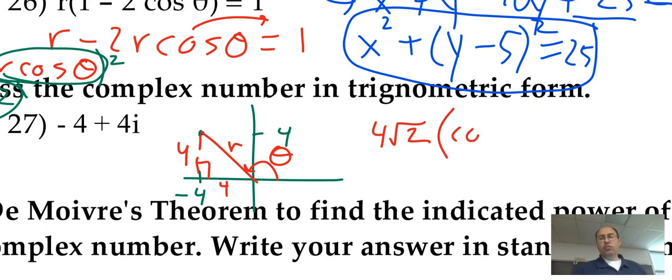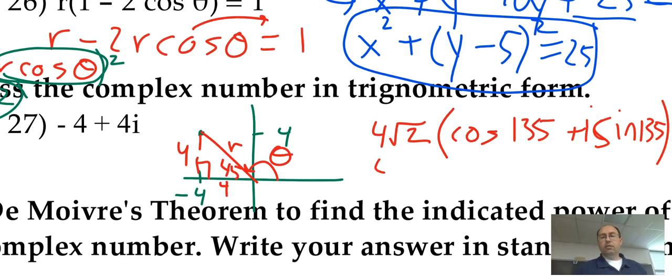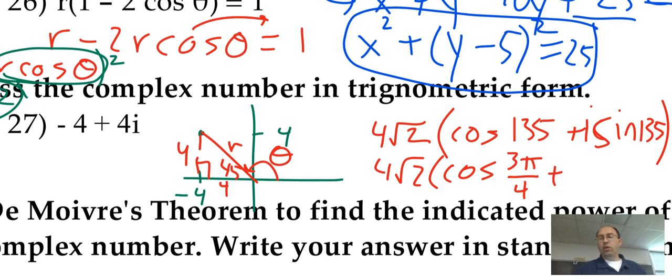And then, of course, what's your angle measurement? Smack dab in the middle of quadrant 2. It's based on a 45-degree angle, but 135? What if my answers are in radians? It'd be 4 radical 2 cosine 3 pi over 4 plus i sine 3 pi over 4. That's a lot of typing for taking notes.